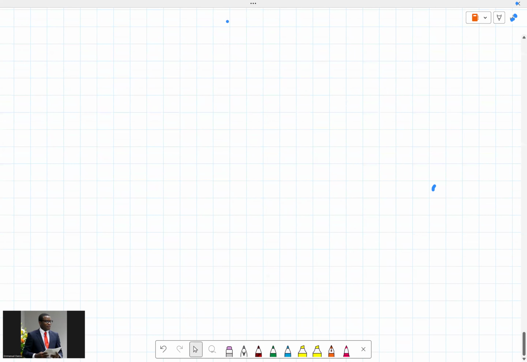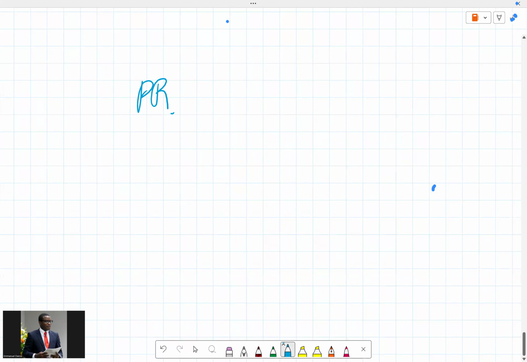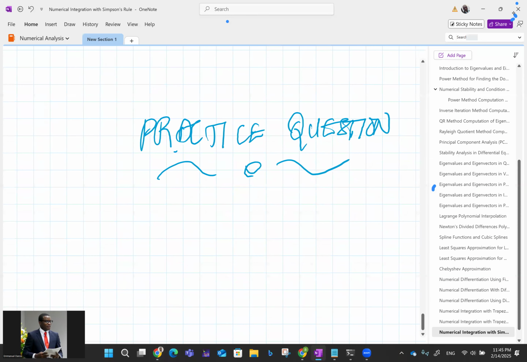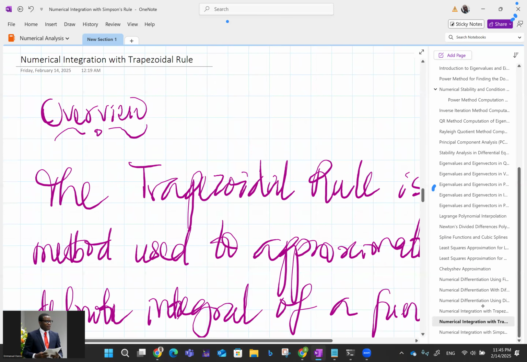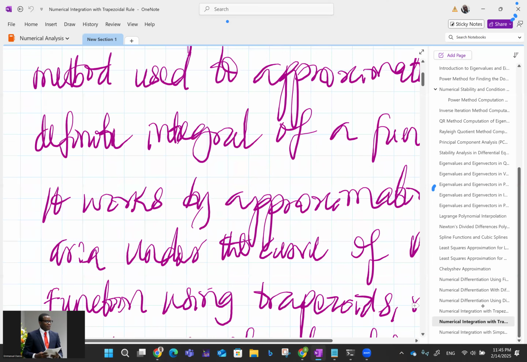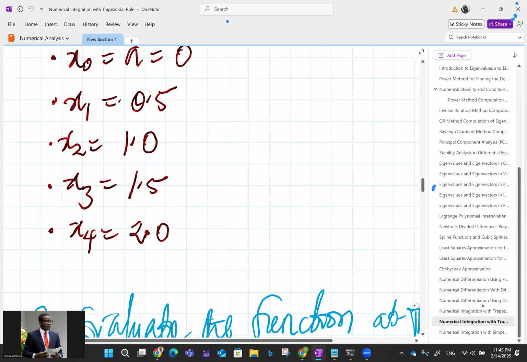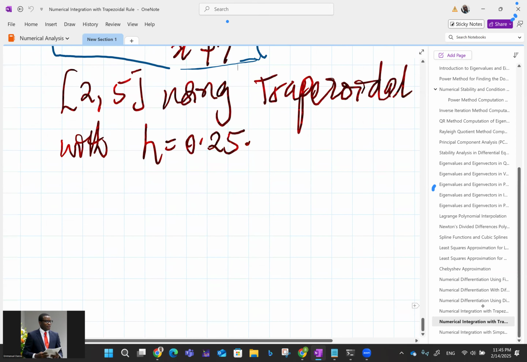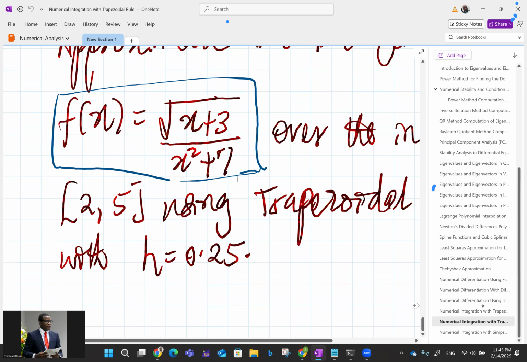Okay, so let's go for a practice question. I want to give the same question I gave for the trapezoidal rule, if you remember, at the very end of the trapezoidal rule. I like to give the same thing so you can compare the accuracy.